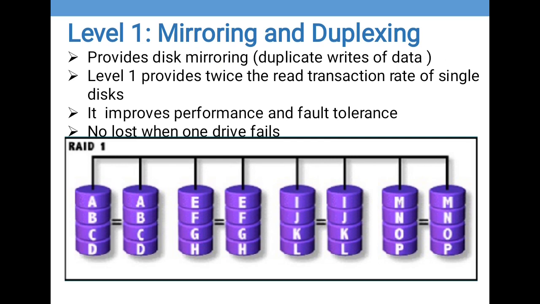Next level is mirroring and duplexing, that is, it provides disk mirroring, where duplicate writes of data are provided in level 1. It provides twice the read transaction rate of a single disk. It also improves performance and also fault tolerance, because if one disk fails, we can get data from the other disk.